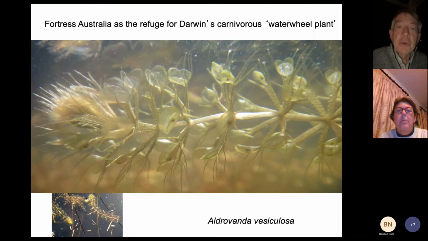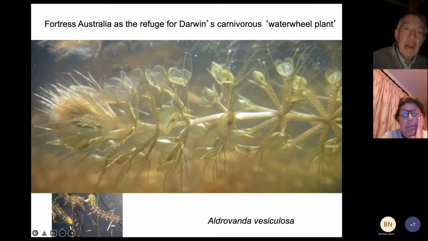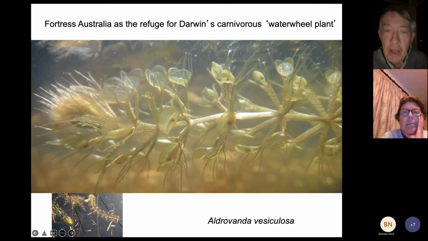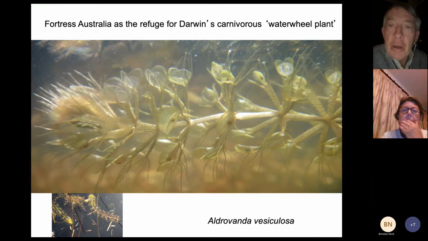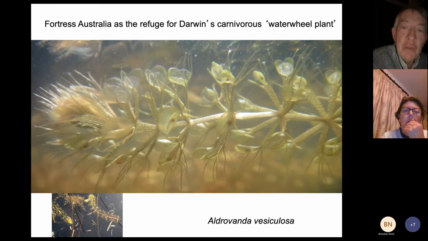It's a wonderful species because you can see those little traps. They're actually first cousins of the Venus flytrap, and they snap shut on little hapless cephalopods and other little crustaceans that live in the water, but it needs ultra pure water to survive.